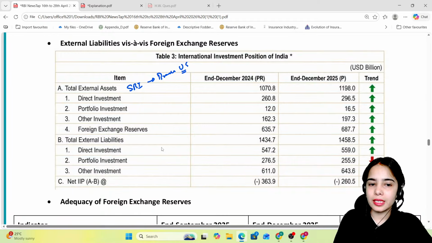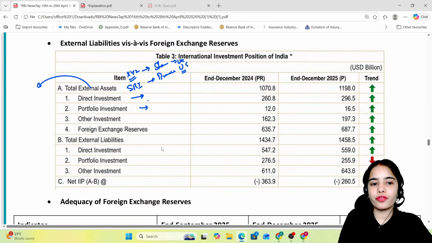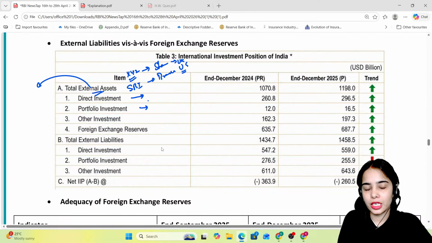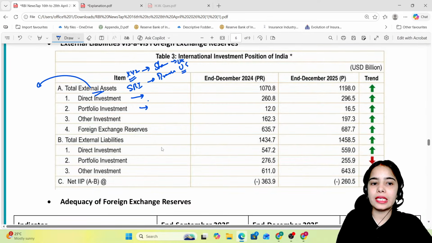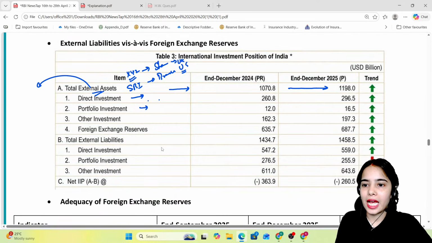this is basically an asset. We have done direct investment. Or let's say the XYZ person of India is investing in shares in the UK. So that is portfolio investment. We are investing in other currencies, due to which we are getting external assets. So the total external assets have increased from $1,070 billion to $1,198 billion.